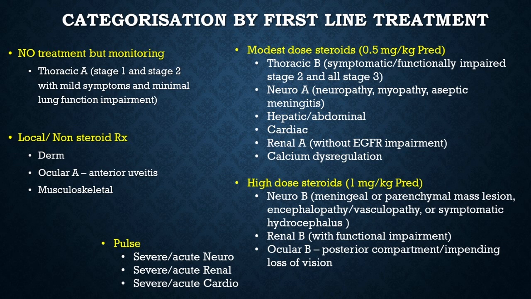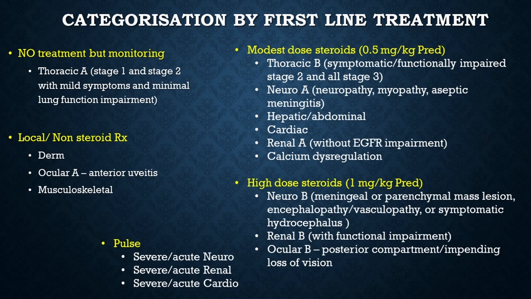Then, based on other system involvement, you may have to give a modest dose, which is 0.5 mg per kg prednisolone or 1 mg per kg prednisolone, and that is the rest of thoracic. And I've labeled it as neuro A, where you have just neuropathy, myopathy, aseptic meningitis, hepatic, abdominal, the routine cardiac, which is not like recurrent.